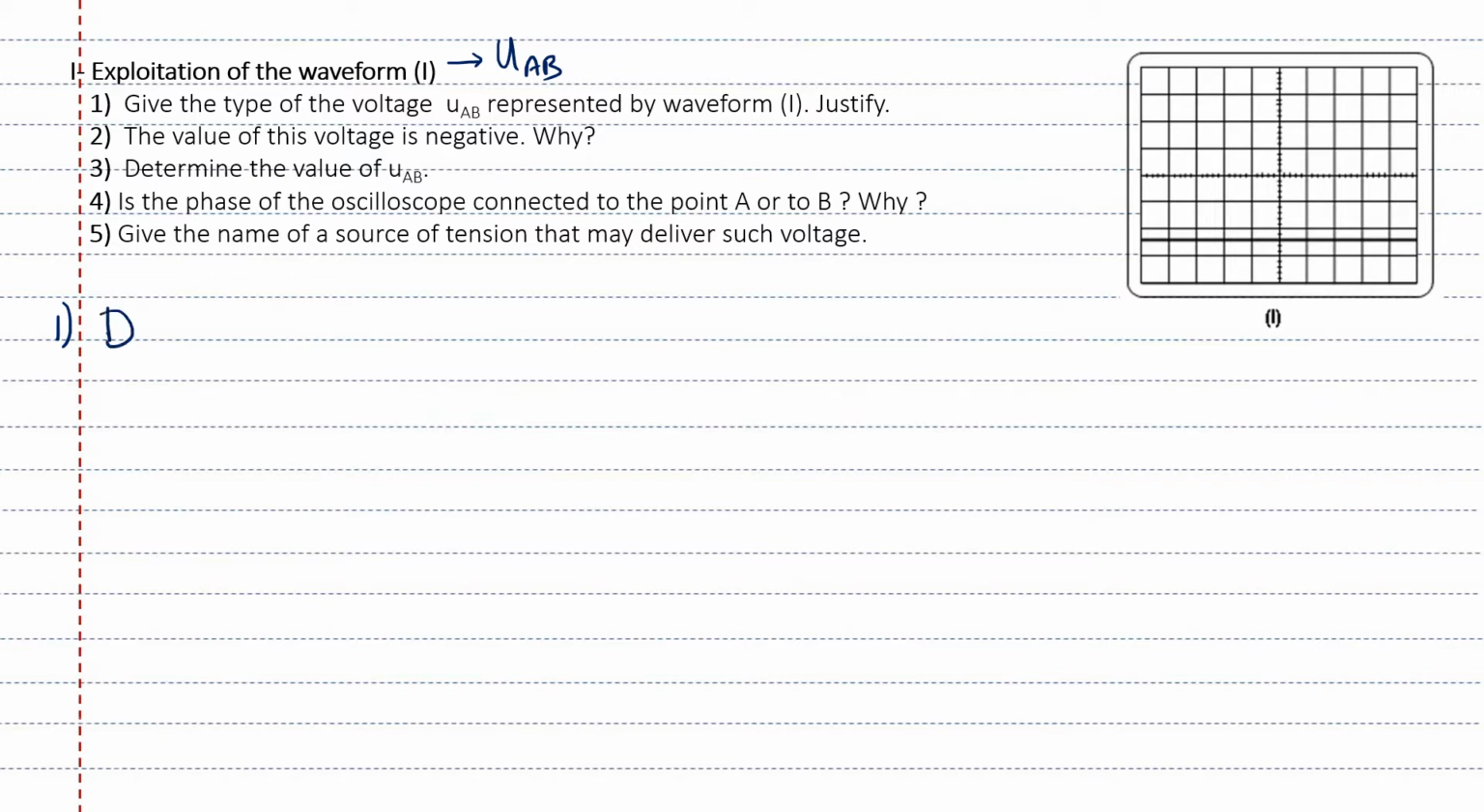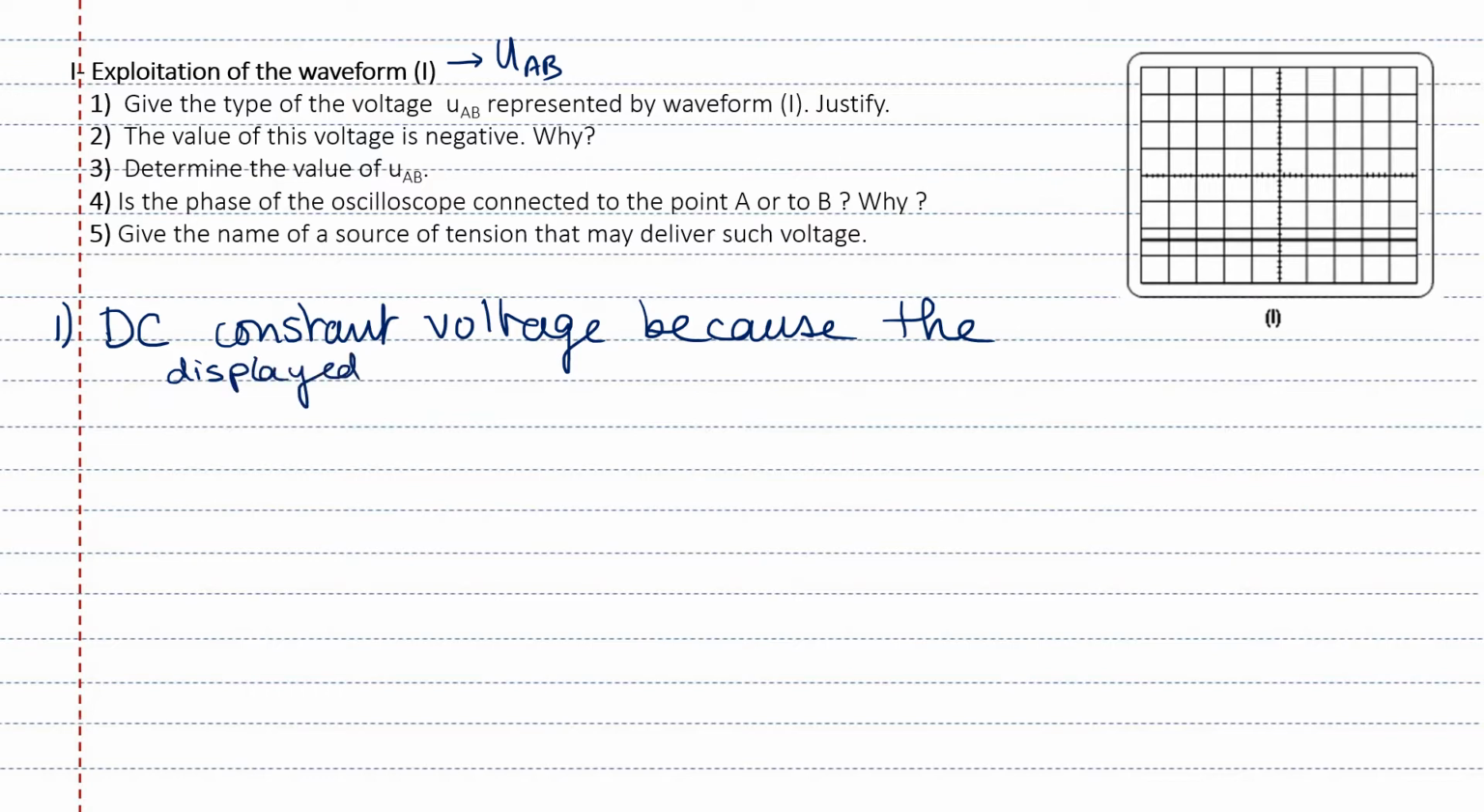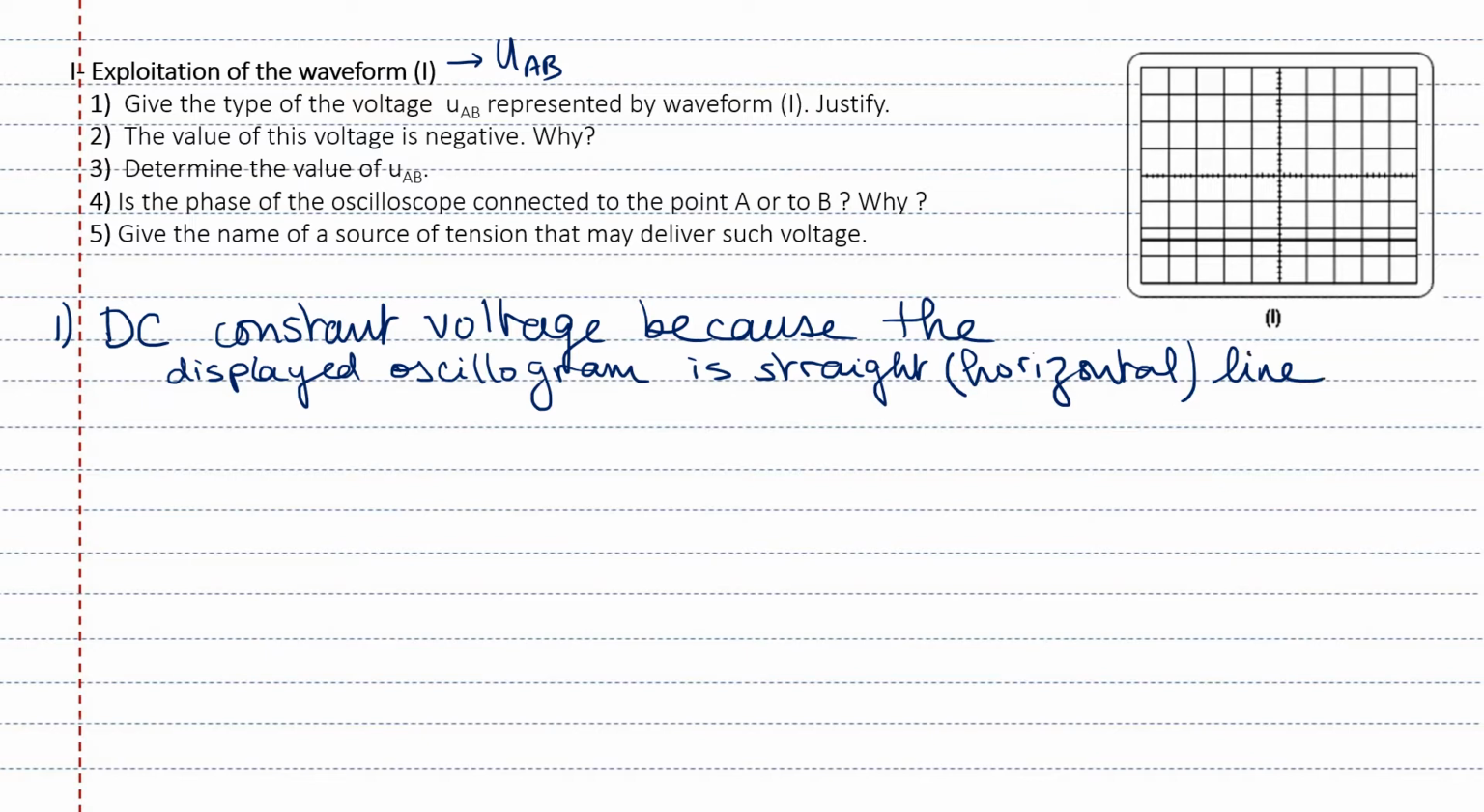Simply, it is a DC constant voltage or simply DC voltage because the displayed oscillogram is a straight line. If you'd like to explain more, a straight horizontal line. We have to add that, yes, because it is constant because it's a horizontal line. Now, if you just say DC, it's also accepted.